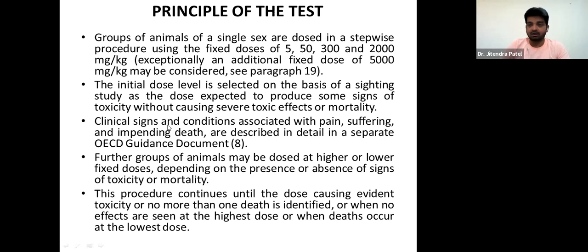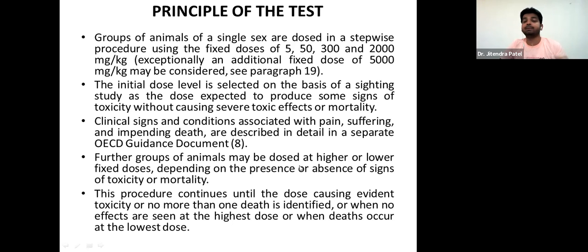Clinical signs means again we have to collect the blood sample and go for clinical signs, and conditions associated with pain, suffering, and impending death. All right, sudden death, sometimes the animal may die because of your chemical, right? These are described in detail in a separate OECD guidance document. So further we can take the details about that. But as of now, you can understand any kinds of discomfort or distress that we have to note down. That's what we should have as clinical evidence, right? SGOT, SGPT, total bilirubin, cholesterol, protein, what kind of disturbance is there, and like prostaglandin synthesis, inflammation or something like that, we have to have the evidence.